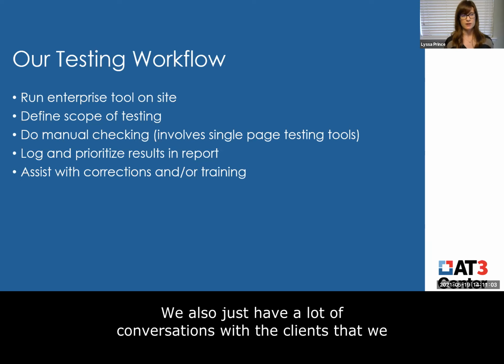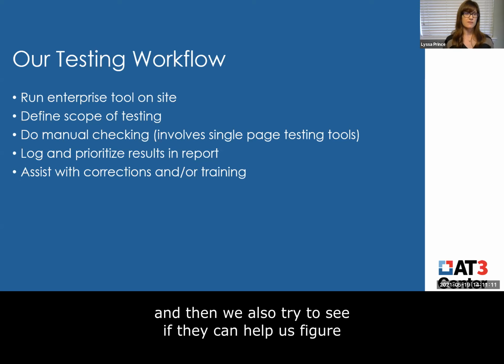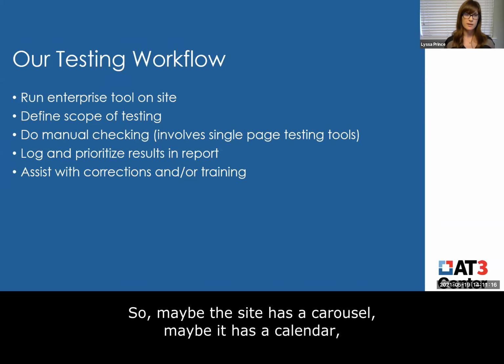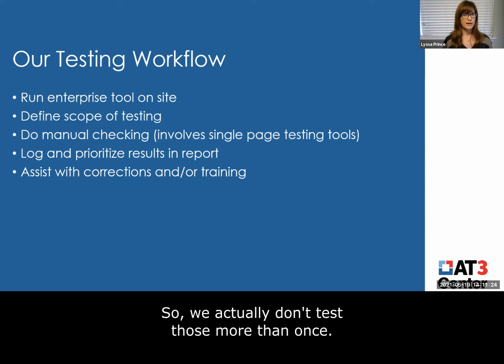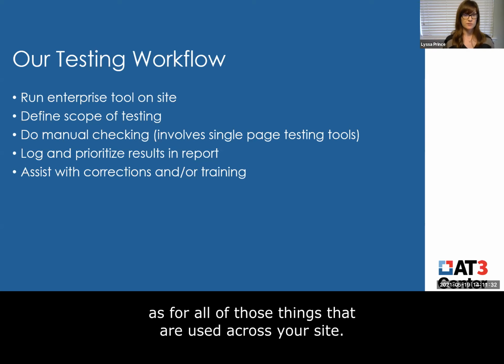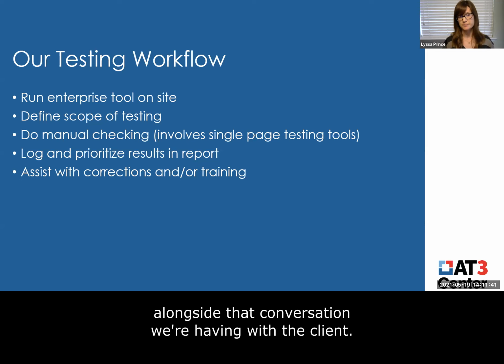We also just have a lot of conversations with the clients that we work with to see what those kinds of important content are. And then we also try to see if they can help us figure out what kinds of components exist on the site. So maybe the site has a carousel, maybe it has a calendar, maybe it has a button type of thing that's used pretty commonly, or a set of accordions. So we actually don't test those more than once. So we try to just test them once and then give the feedback for all of those things that are used across your site. So our enterprise tool really helps us narrow down alongside that conversation we're having with the client.